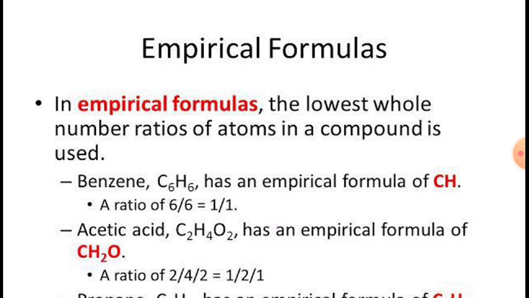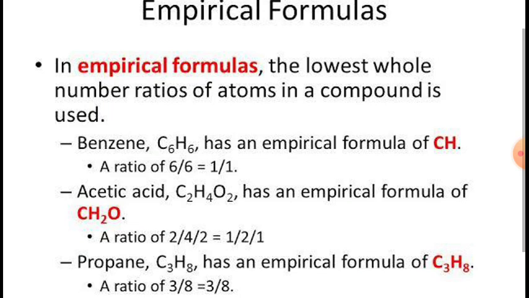Benzene is an organic compound having the formula C6H6. We can convert this formula into an empirical formula by a simple ratio of 6/6, which is equal to 1/1. So we can write C6H6 as CH, meaning C1H1.